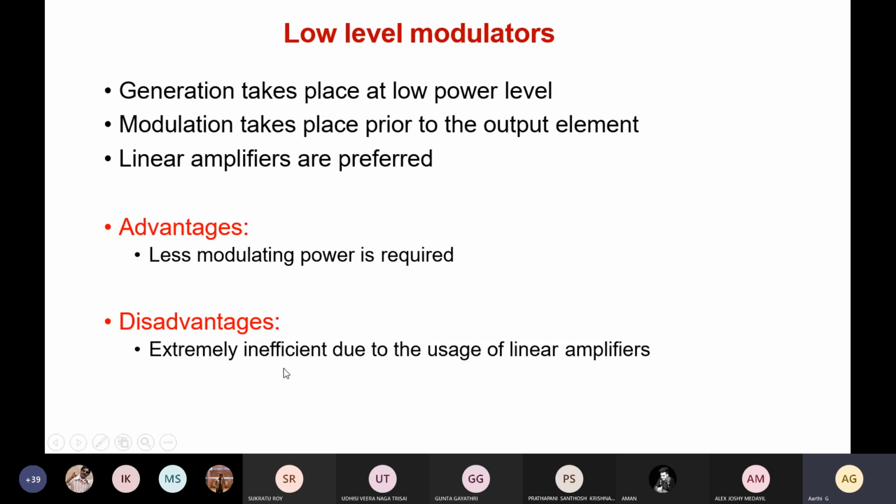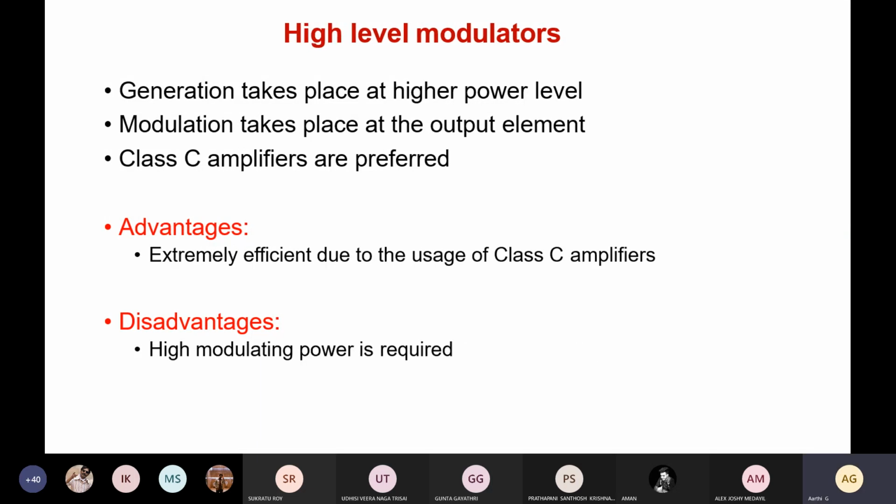And disadvantages, it is extremely inefficient due to the use of linear amplifiers. Generally, linear amplifiers will require less power level. So there are some disadvantages when we use linear amplifiers. We'll study in detail. Heavy filtering will be required. We'll see the drawbacks of linear amplifiers when we go to square law modulator.